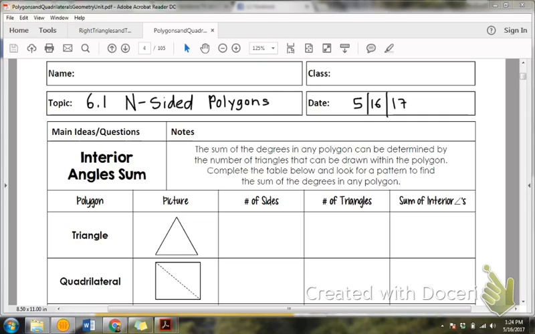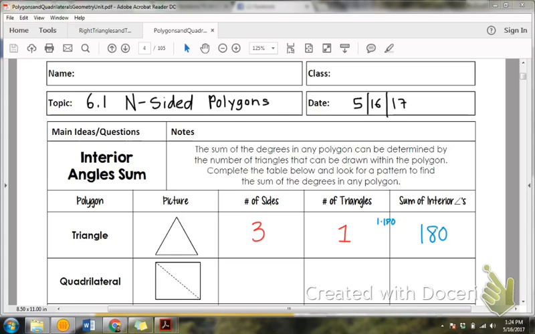Let's look at this. In this first picture, which is called a triangle, we have 3 sides. How many triangles are there? This is kind of a silly question. 1, right? And so we did 1 times 180, which gives me 180. So all the angles in a triangle add up to be 180. We've already talked about that.